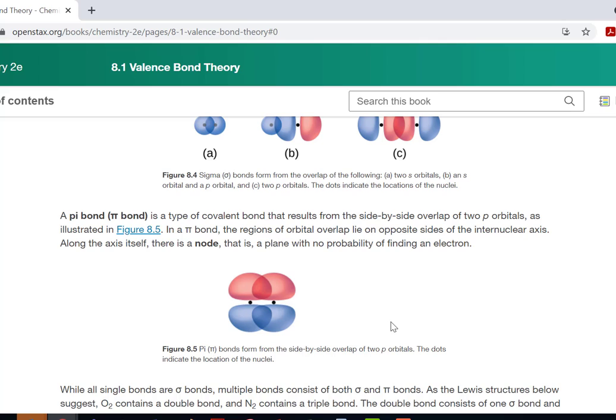And so the bond itself is not between the nuclei. There's no bond we're showing here. The bond is occurring up here and down here. So we say that there's a node along the axis between the nuclei. None of the electrons in this bond are located there. There could be other electrons there, but not the electrons from this bond. So the overlapping p orbitals create a bond that is on either side of the internuclear axis. So we call that a pi bond.